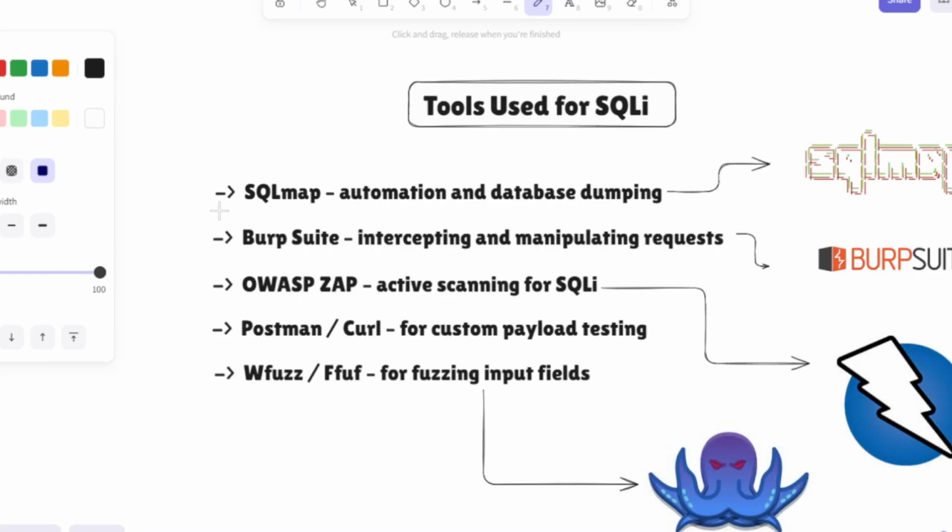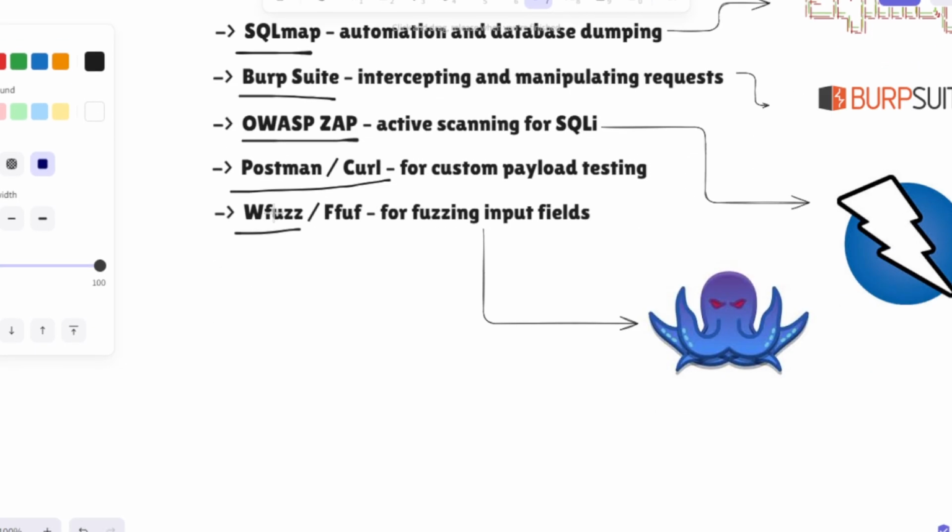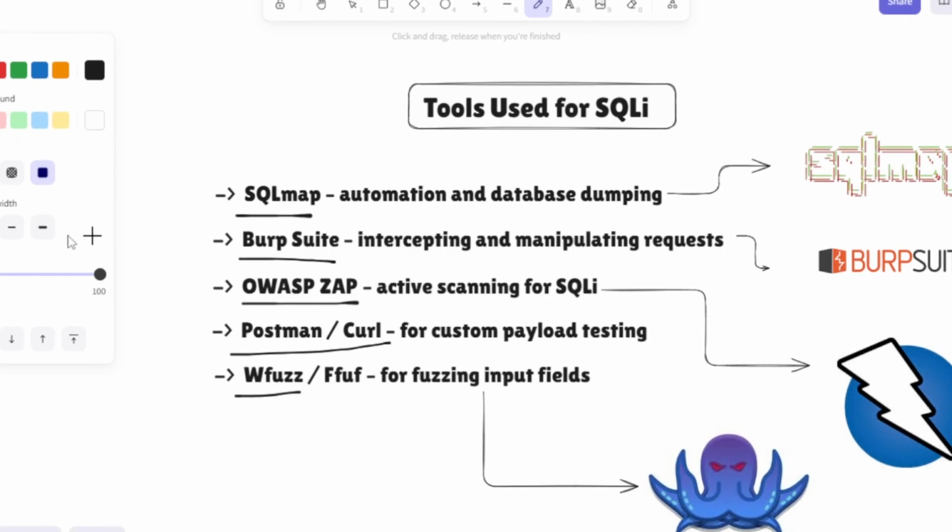Ethical hackers use various tools to detect and exploit SQLi. Tools include SQLMap, automation and database dumping; Burp Suite, intercepting and manipulating requests; OWASP ZAP, active scanning for SQLi; Postman or curl for custom payload testing; WFuzz or FFUF for fuzzing input fields. These tools are easy to learn and used in bug bounty, pen testing, and even red teaming.